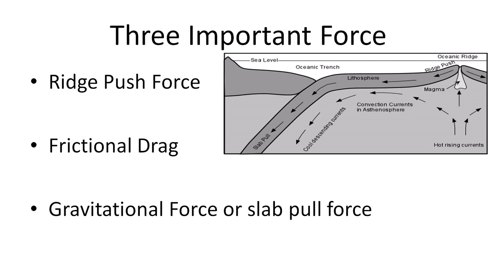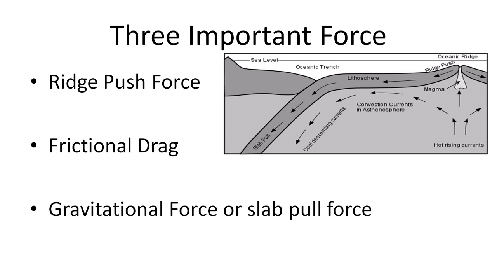These three forces are very important. I am going to explain through pictures. The first force is the ridge push force. This force works when lava ejects out from the bottom towards outside, and this force causes the plates to move apart from each other. On the other hand, the second force is known as frictional drag. Due to the frictional force between the molten lava and the crust, the plates get dragged, which also causes the plates to move. And third one is the gravitational force or slab pull force.